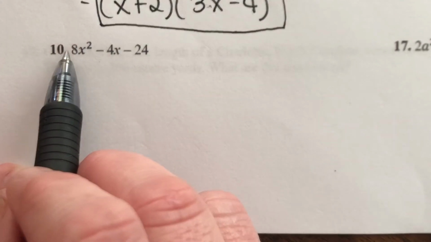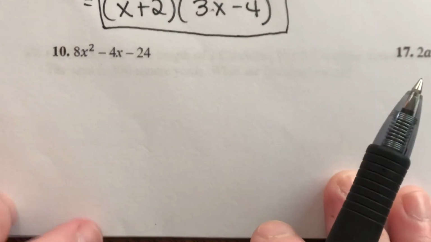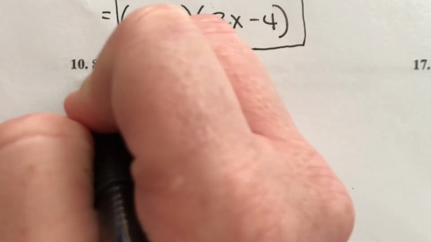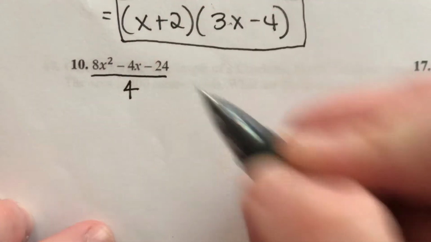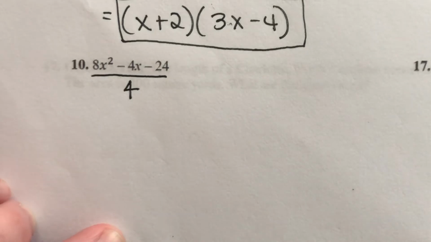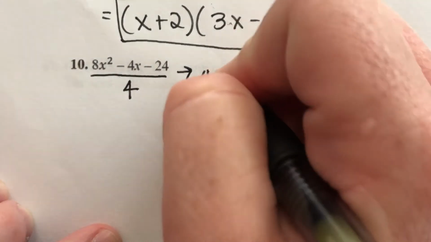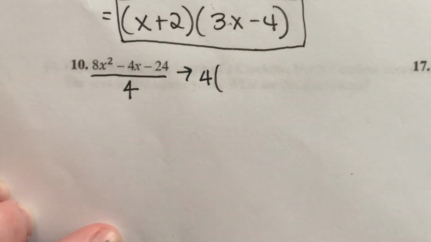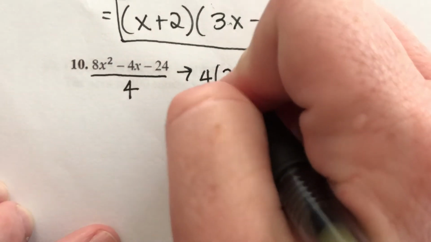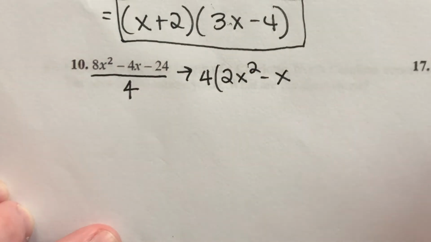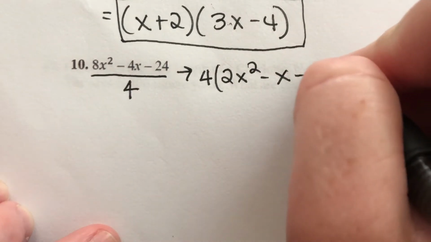All right, here, can I divide all of these terms by anything? Yes, I can divide everything by 4. So I want to do that first. Why would I deal with big numbers when I could get rid of those big numbers, right? So 4 is going to be out front. Every time you divide, you got to put that number in front. And then I'm going to be left with 2x squared minus x minus 6.